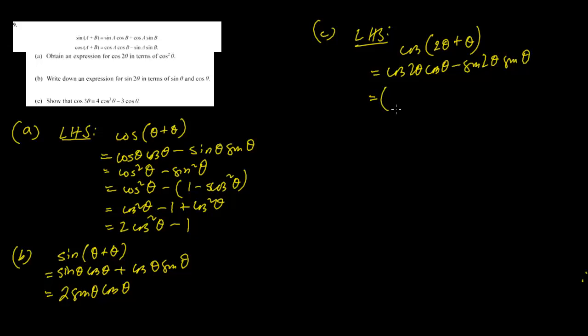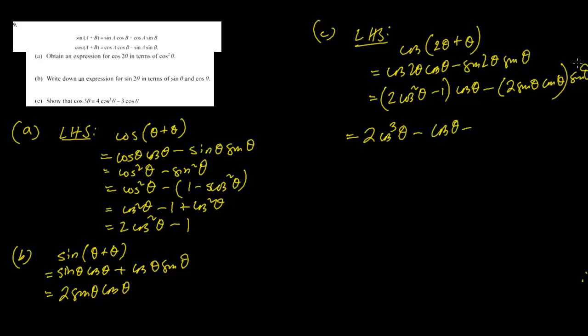So let's break down what we have done previously. This is going to be 2 cos squared theta minus 1, and this is going to be cos theta, minus sine 2 theta is going to be 2 sine theta cos theta, and this is going to be sine theta. The next one, so let's multiply cos theta into 2 cos squared theta minus 1. So this would be 2 cos cubed theta minus cos theta into 1 is cos theta, minus we have sine theta into sine theta. So this is going to be 2 sine squared theta, and we have cos theta here.